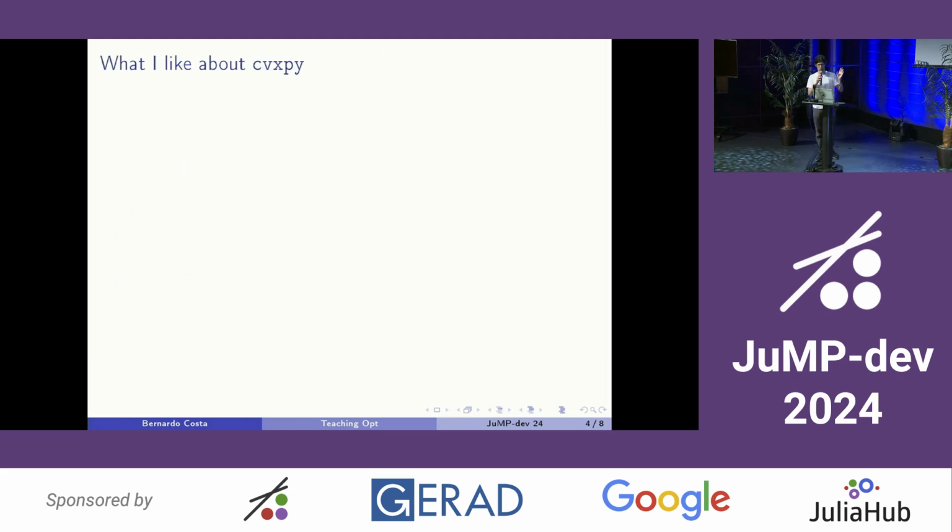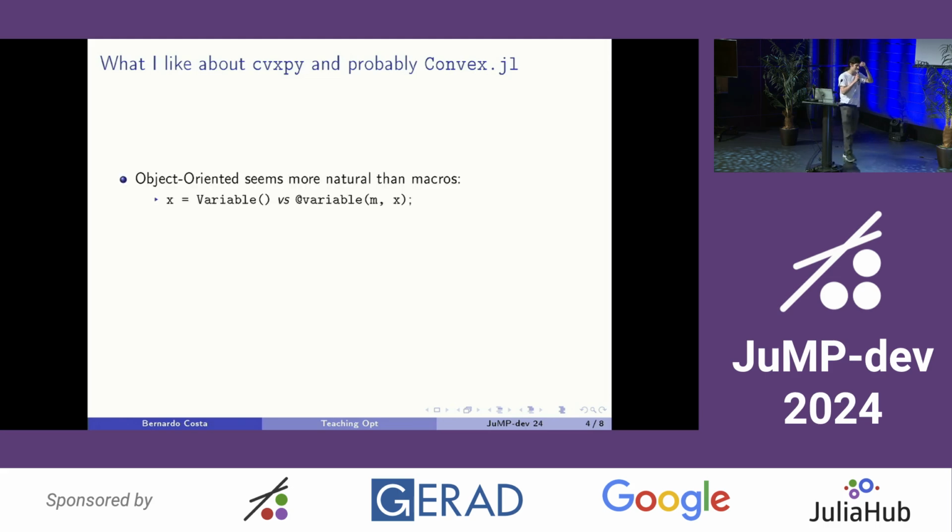So let me just go quickly over specifics of each language. What I like about CVXPY and probably Convex.jl, but I have not used Convex.jl very much, I have probably written like 2 or 3 problems, but that's not representative. CVXPY, because of my courses, I have a little bit more experience. So the first thing, which is kind of annoying to say to a Julia audience, is that I think object orientation is more familiar, and sometimes seems more natural to students.